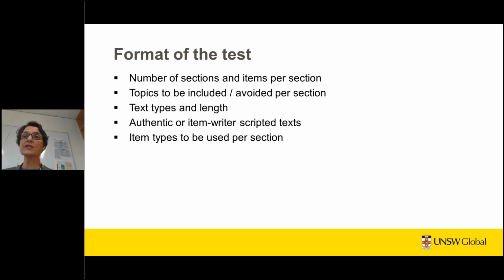And then once you've got your sections worked out, how many items are you going to have per section? And then what topics are you going to use per section? And what topics are you going to avoid per section? You might avoid a topic because that's tested elsewhere, or that's dealt with in a different way, not a test, but maybe some other way in your course. And so you don't want to overlap with that topic.